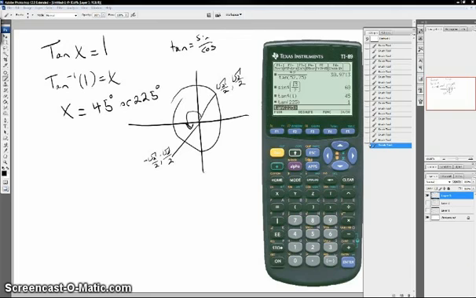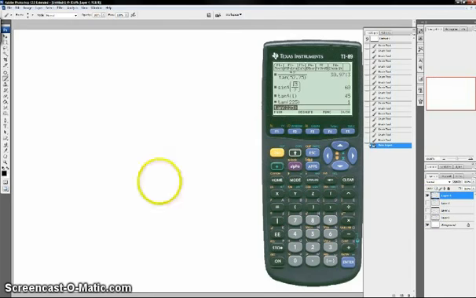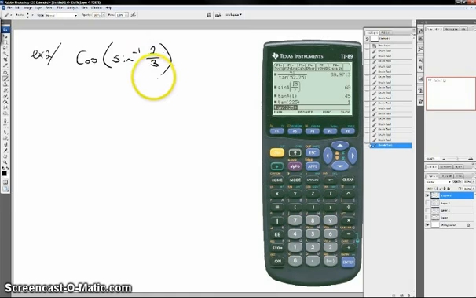Let's look at another example. This is example 2 in your book. And this is a little bit more complicated. It says the cosine of the arc sine of 2/3. So in this situation, we're going to need to figure out what the arc sine of 2/3 is. So this theta that we're looking for, the thing that we're entering into cosine, is equal to the arc sine of 2/3, which means the sine of theta is equal to 2/3.